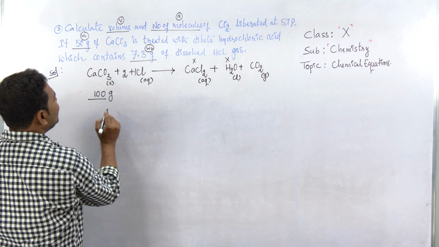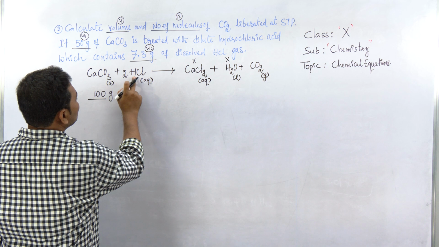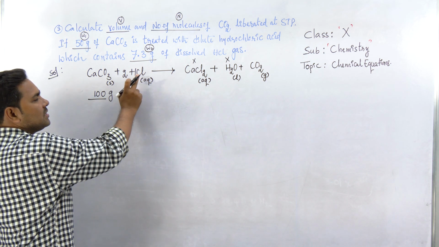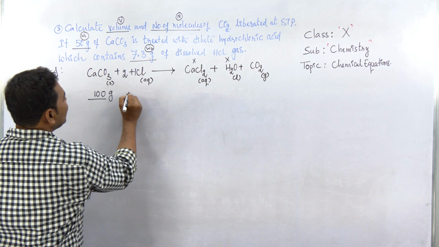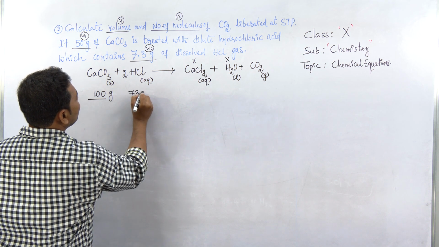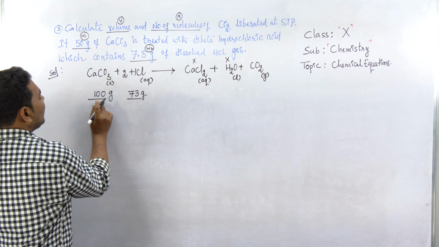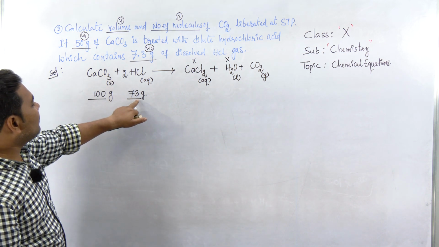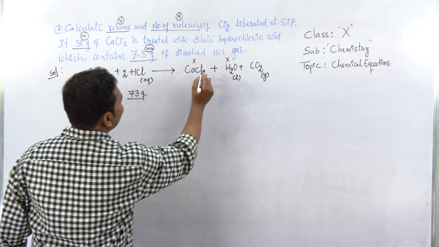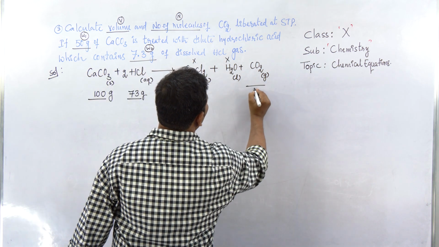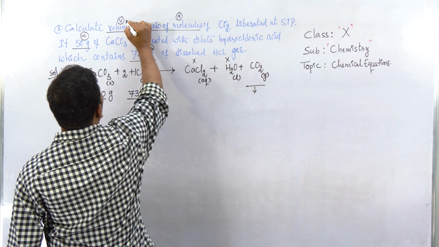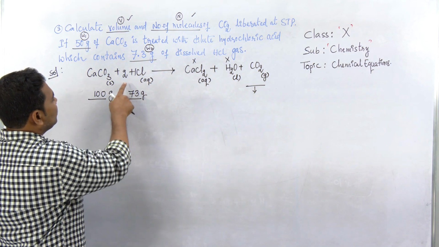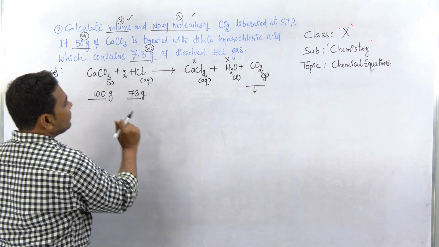Now 100 grams of CaCO3 reacts with 2 times of hydrogen 1 plus chlorine 35.5. 1 plus 35.5 is 36.5. 2 times is 73. 73 grams of HCl. Okay, 100 grams of CaCO3 reacts completely with 73 grams of HCl, right? And produces, what is it? What weight of carbon dioxide here? We need to find out volume and the number of molecules.